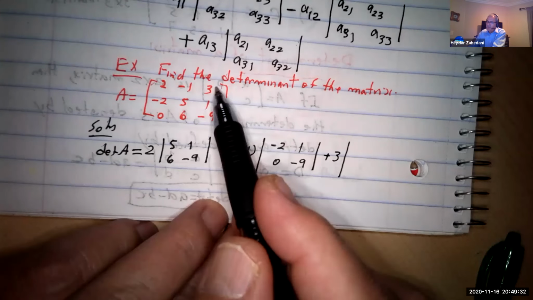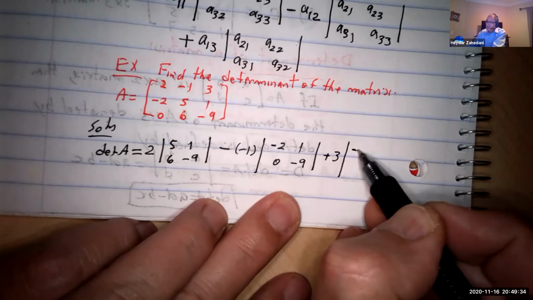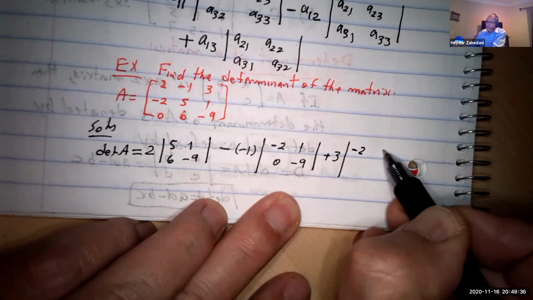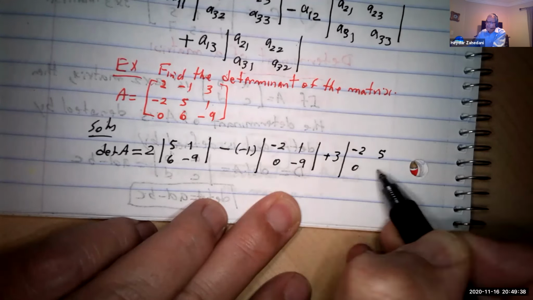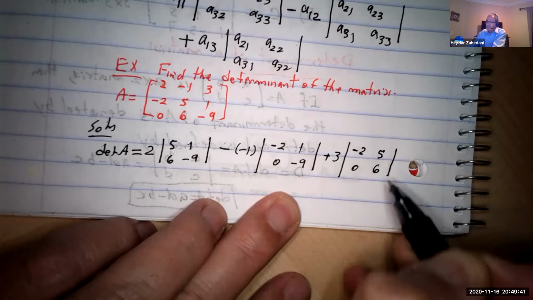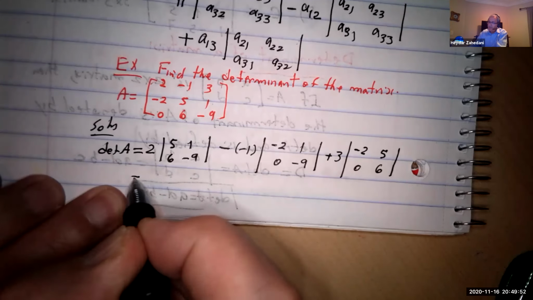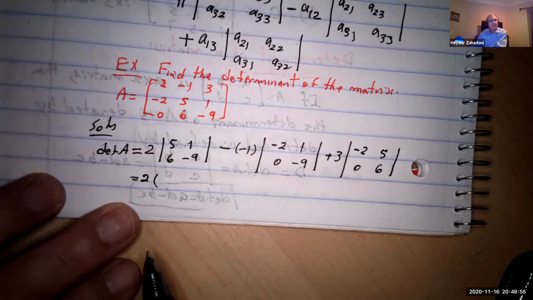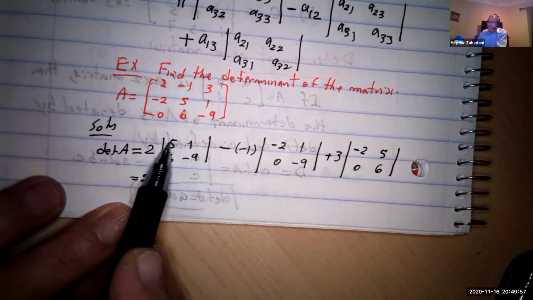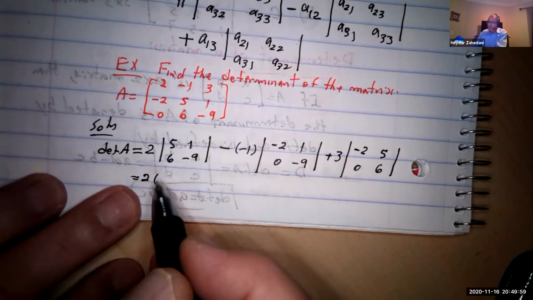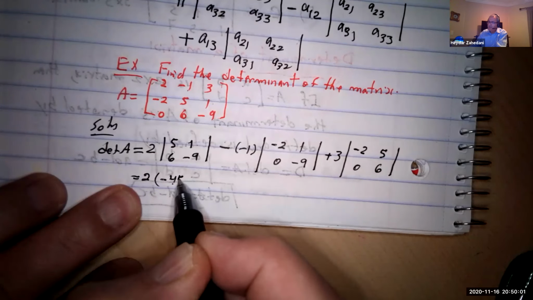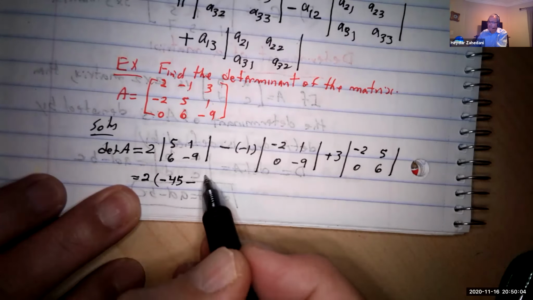Eliminate the first row and the last column, so that gives -2, 5, 0, 6. Okay, we say we distribute it. Now take care of the 2 by 2 one. Cross multiply, so this is going to be 2 times... let's do it right away. 5 times -9 would be -45. Minus 6 times 1, 6.